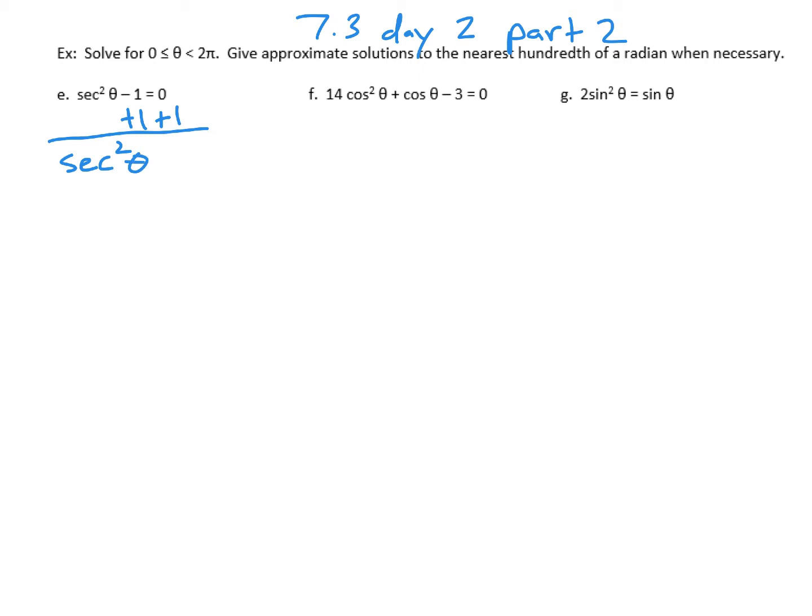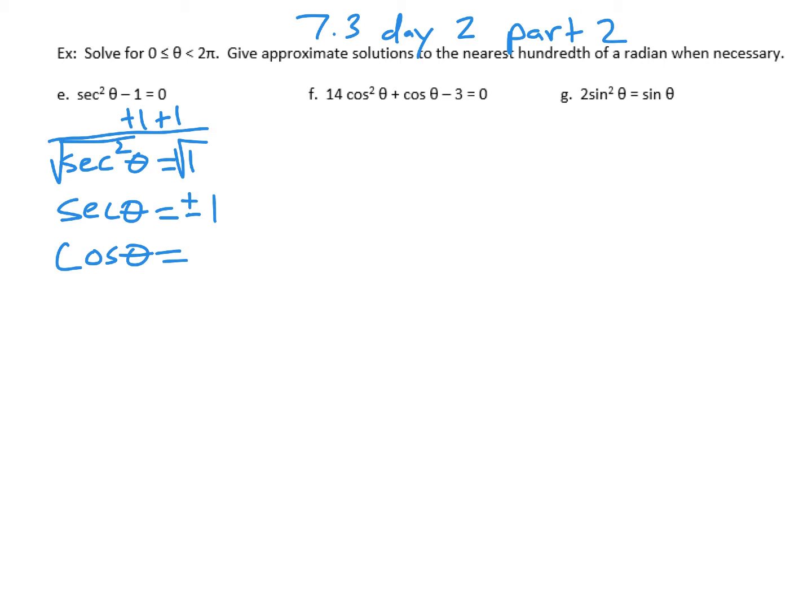Secant squared theta equals 1. We'll take our square root and get that secant theta is plus or minus 1. Okay. Well, we don't like secant. It's not that we don't like it. It's just, we don't like to solve with it. It's fine. No hard feelings, secant, but we like cosine better.